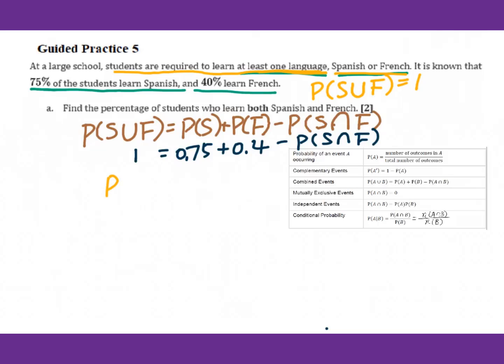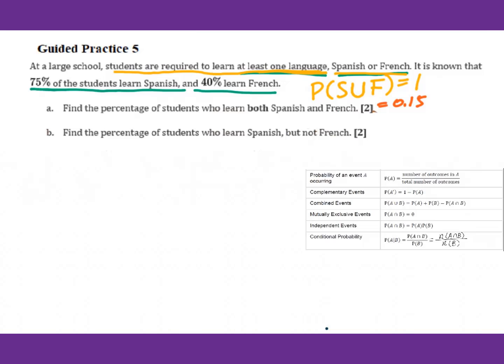You will get the probability Spanish and French. That equals 0.75 plus 0.4 minus 1. That is 0.15. So the answer will be 0.15. Let's go to B. Find the percentage of students who learn Spanish but not French. For A, we need a percentage. Therefore, you need to write down 15%.